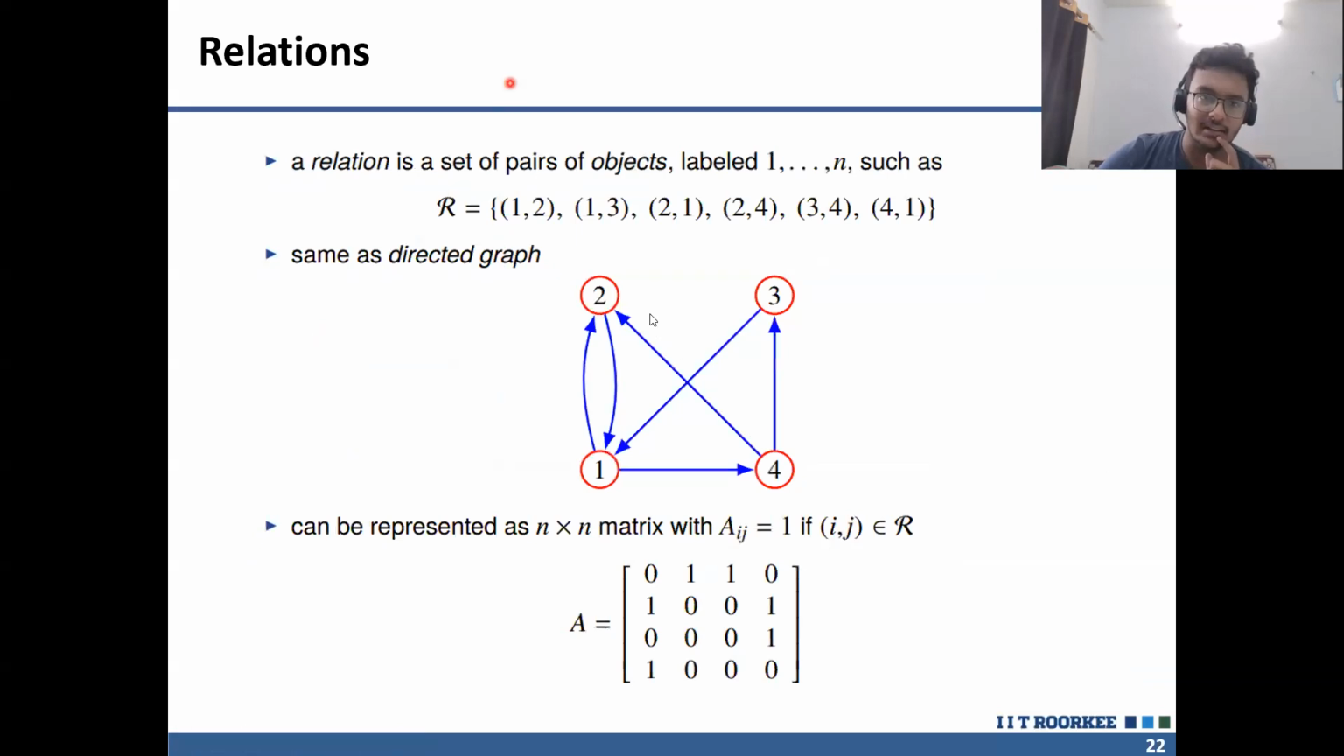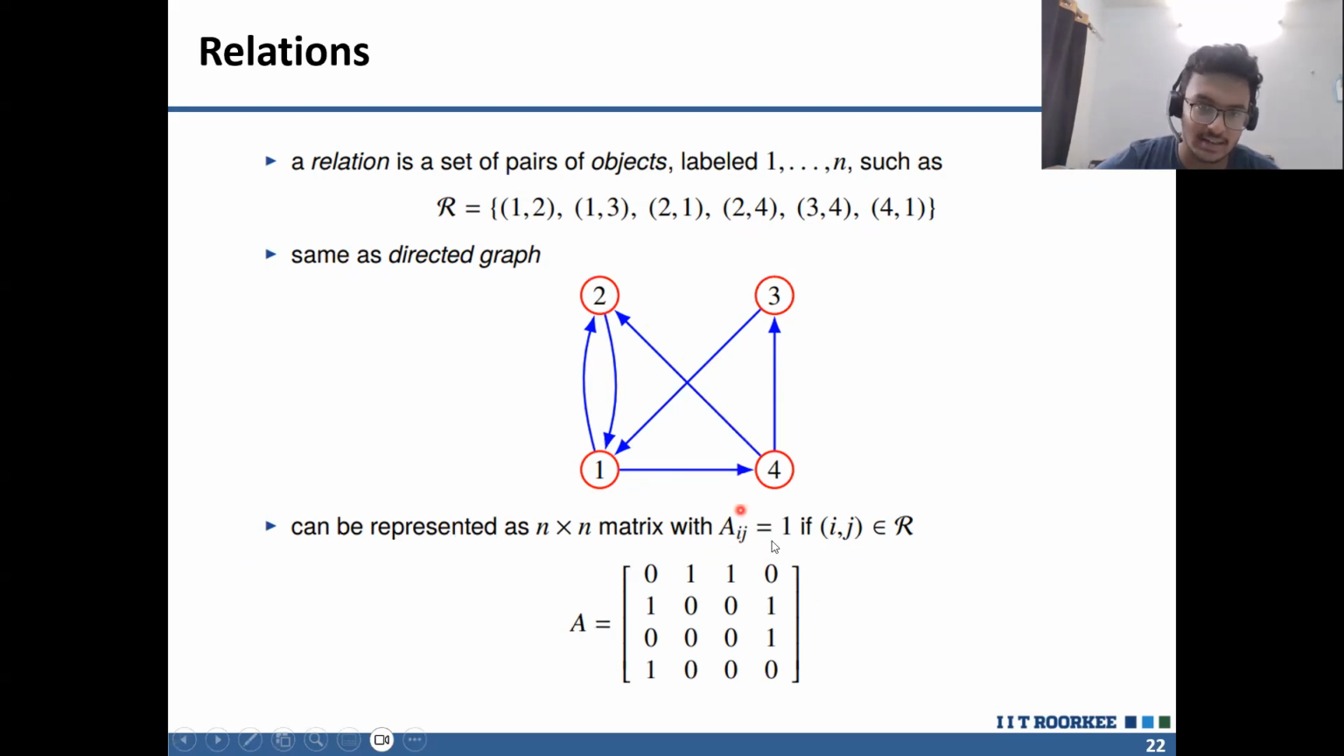Now we will look at relations. Basically, a relation is a set of pairs of objects labeled 1 to n, such as 1, comma 2, 1, comma 3, 2, comma 1, 2, comma 4. This right here is a relation. So it is similar to a directed graph like this. 1 and 2 are connected, then 1 and 3 are connected, then 2 and 1 are connected, then 2 and 4 are connected, similarly like this.